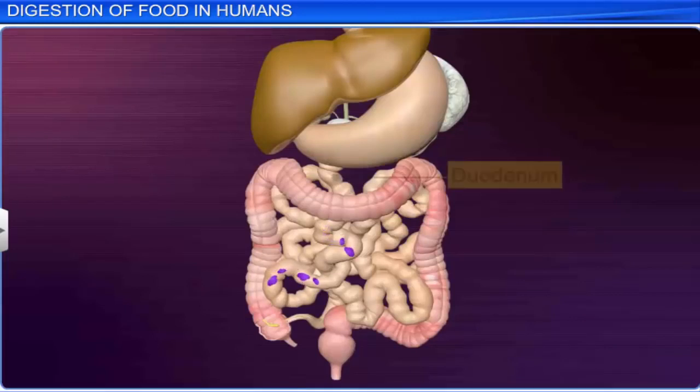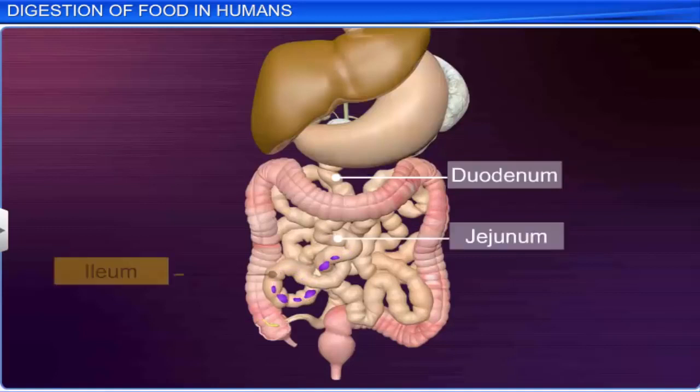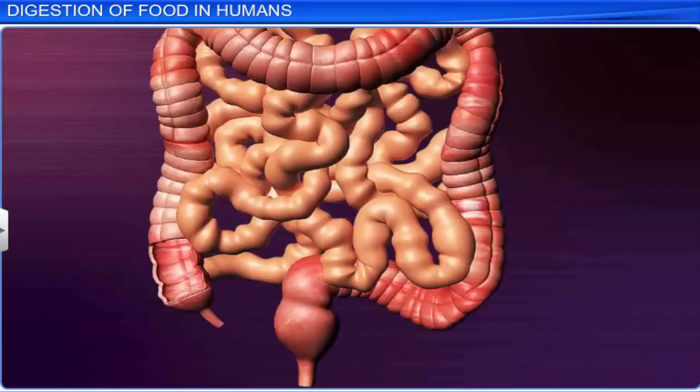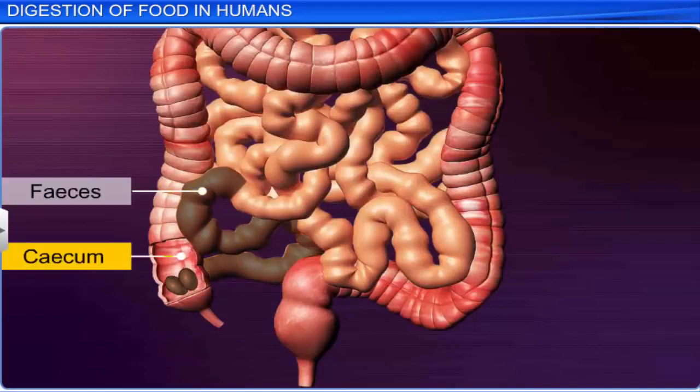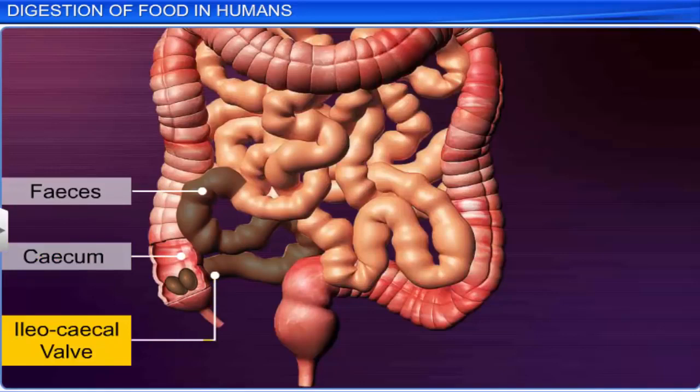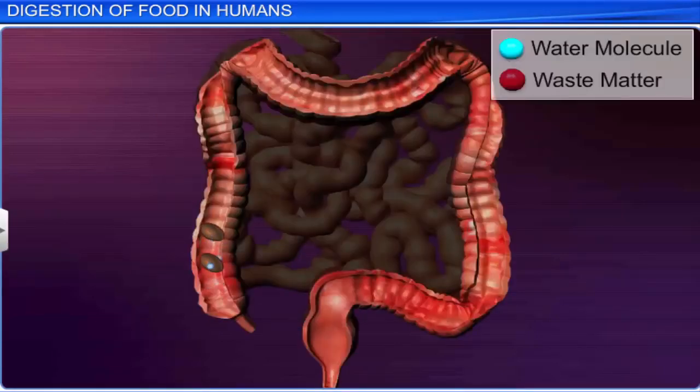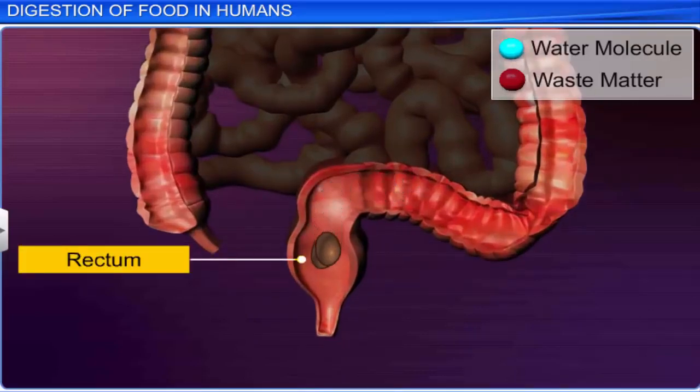The simple substances produced in the duodenum are absorbed in the jejunum and the ileum regions of the small intestine. On the other hand, the undigested and unabsorbed substances, called feces, enter the cecum region of the large intestine through the ileocecal valve. The feces then travel through the colon, which absorbs water, minerals and certain drugs in the feces. The colon also secretes mucus, which adheres the undigested waste particles together and also lubricates them for easy passage. The fecal matter enters the rectum, where it is temporarily stored till defecation.